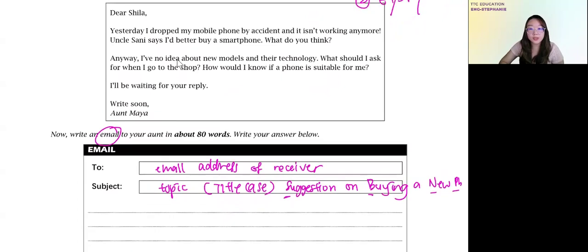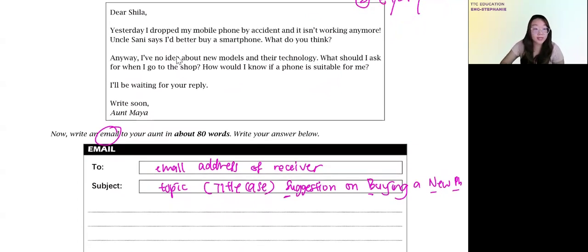So this one is the suggestions on buying a new phone. Okay, title case it. This is for how you answer your paper 2.